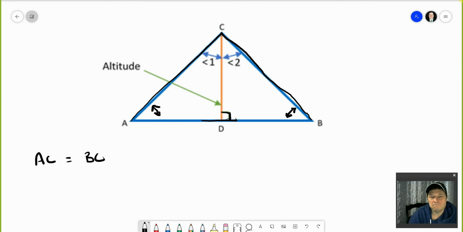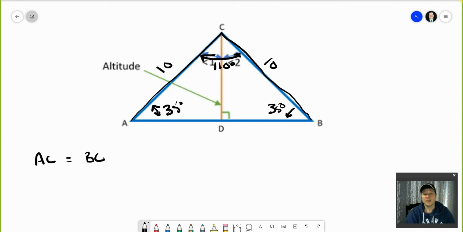Let's imagine, oops, what's going on here? Come on. Okay. Let's imagine that this is 35 degrees and this is 35 degrees, okay? And so that being 70, this included angle has to be 110 degrees. Okay, so AC equals BC. So we'll say that this side is 10 units long, therefore that side is 10 units long. Now I can identify this as an isosceles. These two lengths are the same and the two angles at the base are the same.